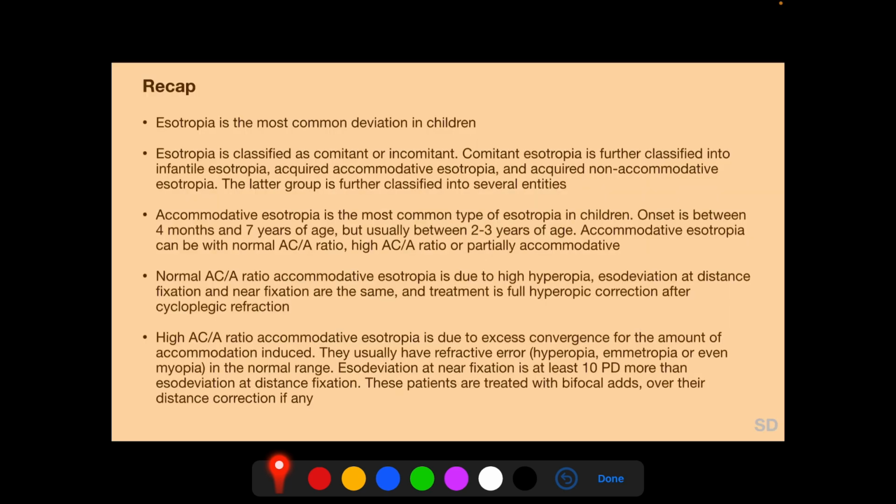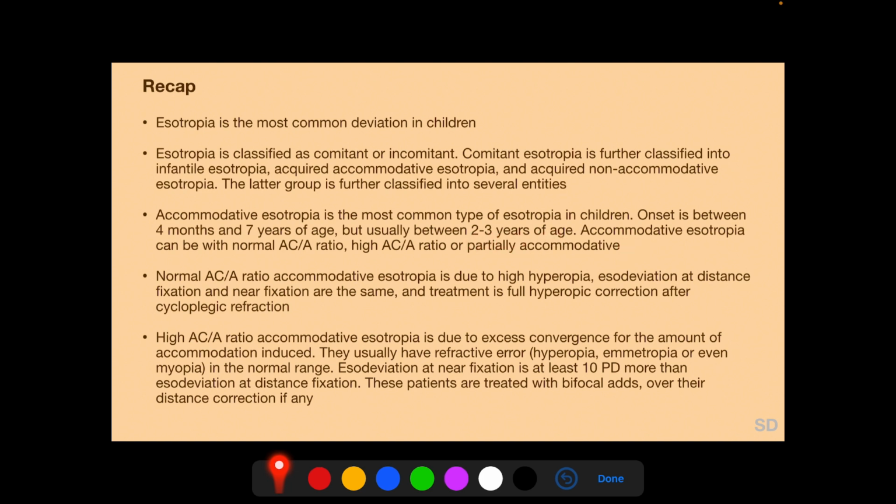To recap the salient points, esotropia is the most common deviation in children. Esotropia is classified as comitant or incomitant. Comitant esotropia is further classified into infantile esotropia, acquired accommodative esotropia, and acquired non-accommodative esotropia. Acquired non-accommodative esotropia is further classified into several entities, which we will be discussing in the next session. Accommodative esotropia is the most common type of esotropia in children, and onset of accommodative esotropia is between 4 months and 7 years of age, usually between 2 to 3 years of age.